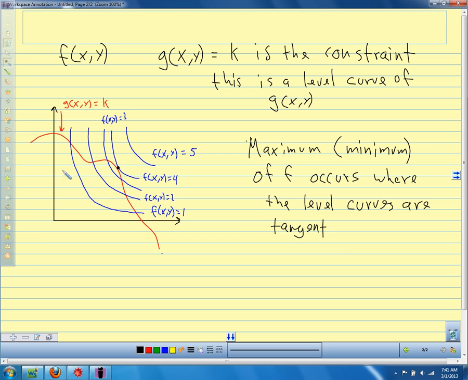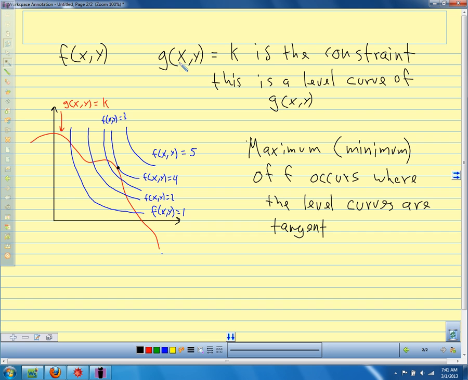Well, if the value of f is larger out here, right? But it doesn't intersect the constraint at all. So we're looking for the value of f of x, y that is, we're maximizing f of x, y subject to this constraint.